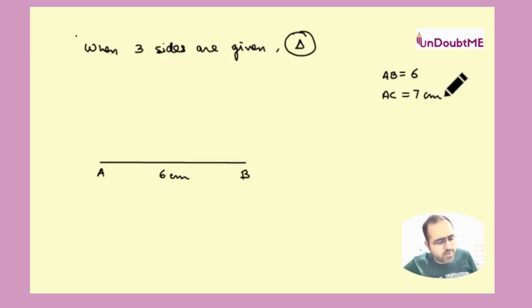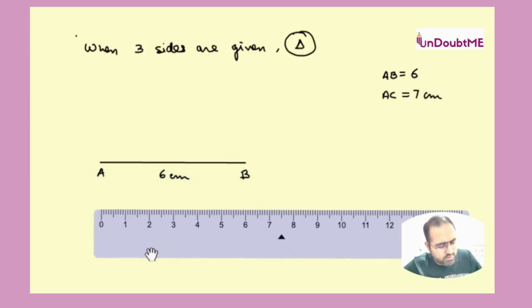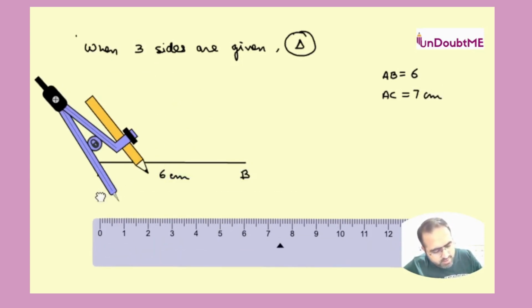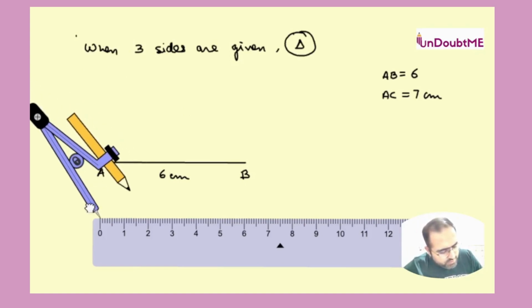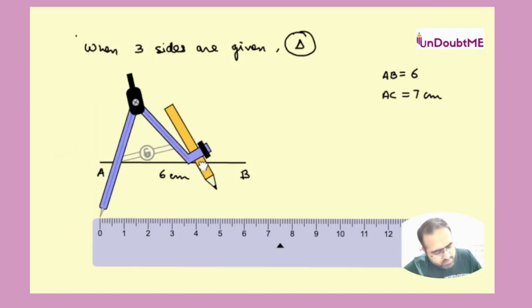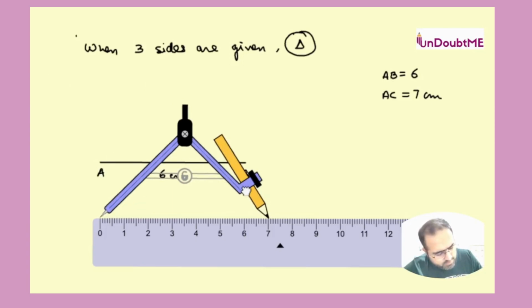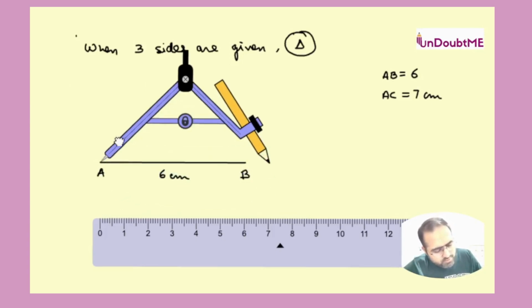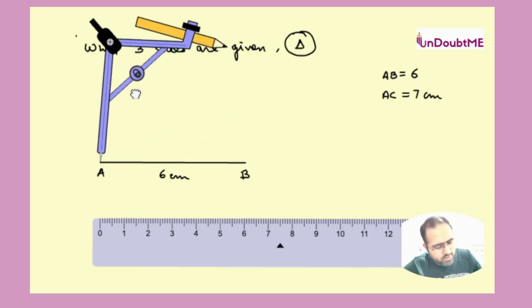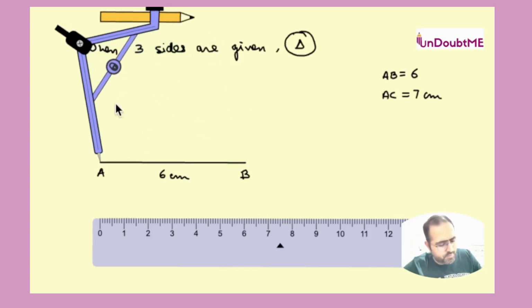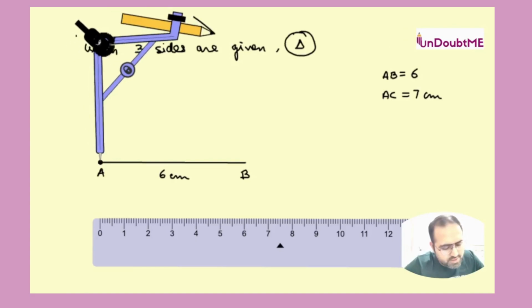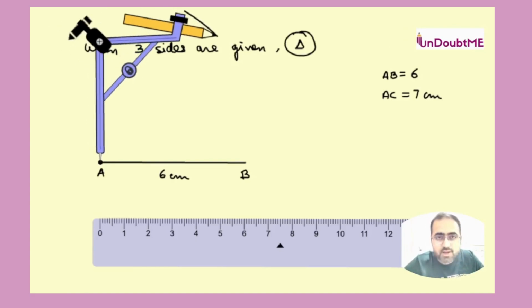Okay, so for that what I will do, I'll take the ruler, I'll take compass, and I will take the radius of 7 centimeter on the compass, and that radius of 7 centimeter from A, we have to mark it somewhere over here. Okay, now this will be marked in such a way so that from the other one, when we will repeat the process, it will just intersect that arc.